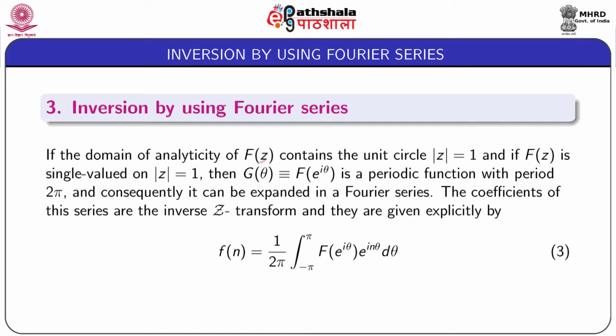If the domain of analyticity of capital F(z) contains the unit circle |z| equal to 1 and if F(z) is single valued on |z| equal to 1, then capital G(theta), which is capital F(e to the power i theta), is a periodic function with period 2π, then we can expand it by Fourier series. Of course, G(theta) has to satisfy the conditions of expansion in Fourier series. The coefficients of the series are the inverse Z transform and they are given explicitly by small f(n) equal to 1/(2π) integral from minus π to plus π of capital F(e to the power i theta) e to the power i n theta d theta, which is given by equation 3.